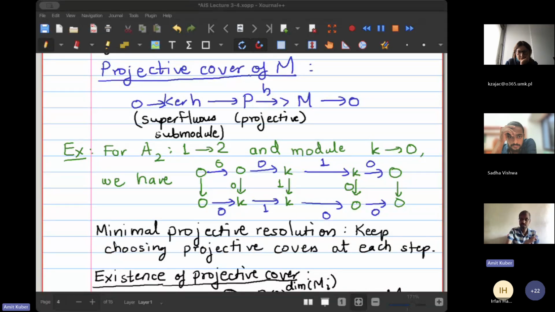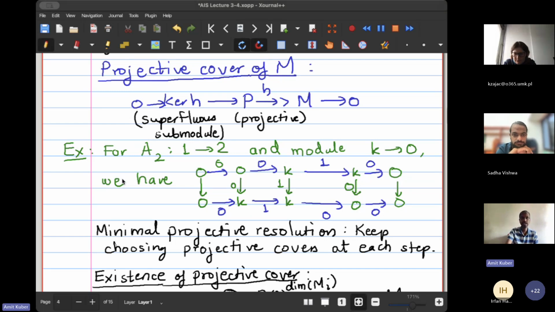Do you agree with this very basic, very preliminary example? Maybe we'll do one more example of this sort. But do you agree that this is a minimal projective presentation, or a minimal projective resolution of this? Well, what is a minimal projective resolution? You simply keep making a choice of a projective cover at every step.